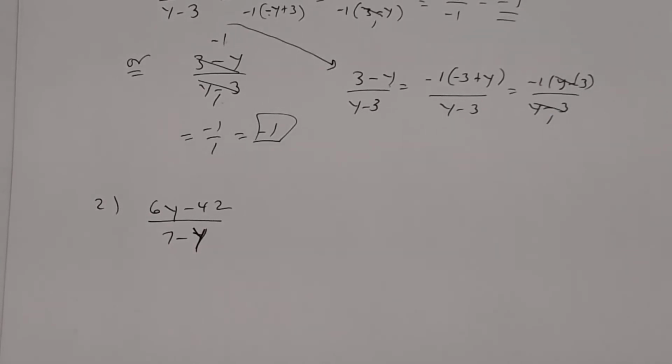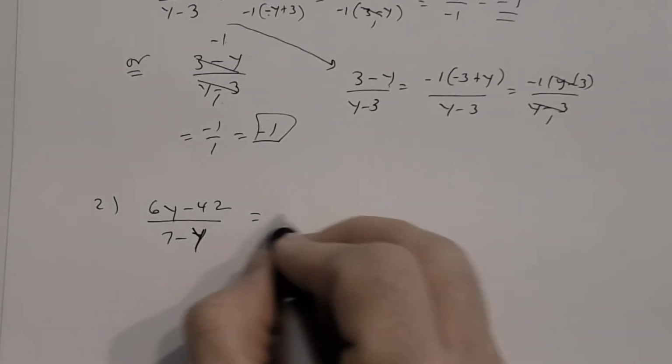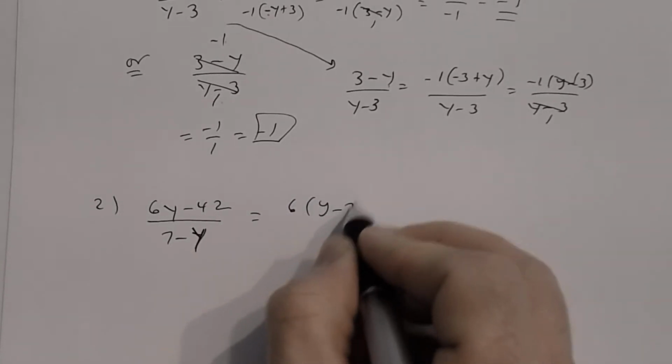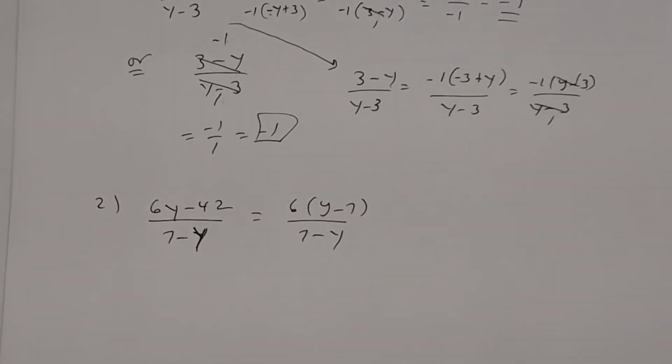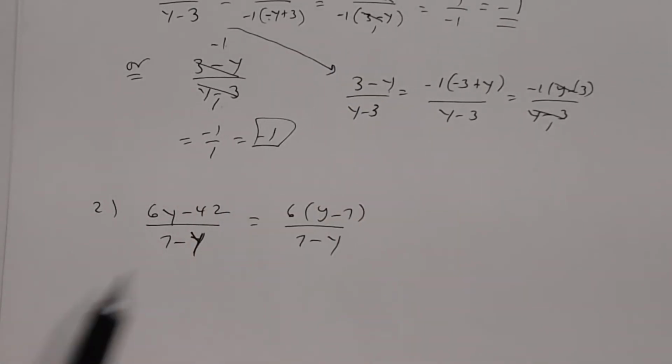All right, so if you look at the numerator, you can factor out a 6, right? So I'm going to factor out a 6, and I get 6 times (y minus 7) divided by (7 minus y). So that's where I'm at. Now, that's about as far as I can go in terms of factoring for right now, although I could, if I want to, factor out a negative 1, but I'm not going to do that.